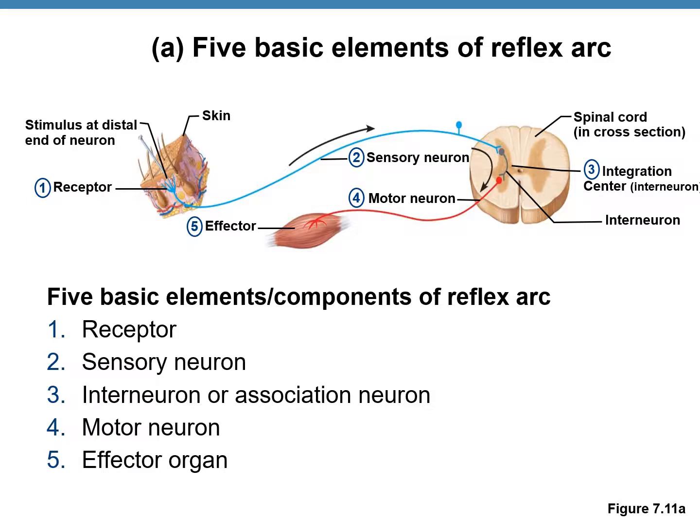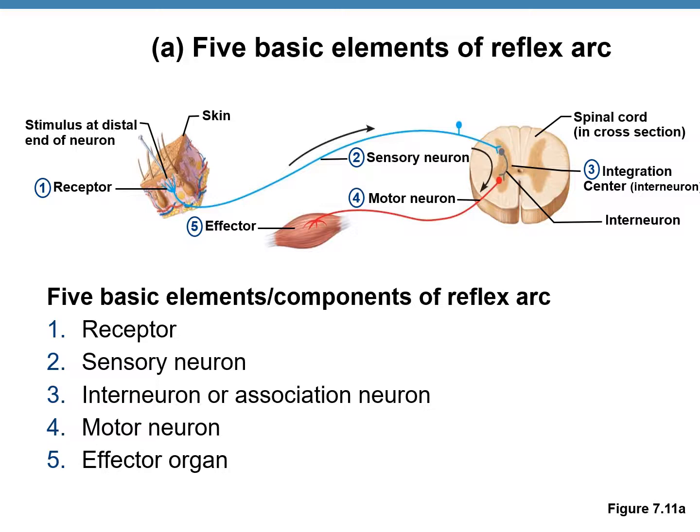The third element is an interneuron or an association neuron. This is present in the CNS. So here it is shown in dark blue. The interneuron receives the message from the sensory neuron, and it will relay the message to the motor neuron after the message has been processed.